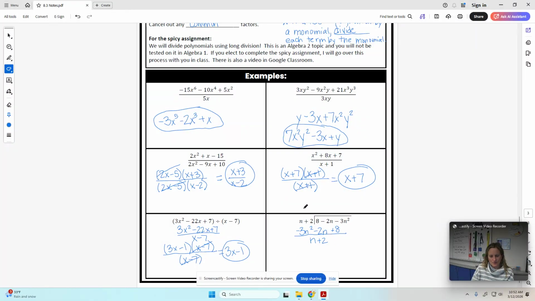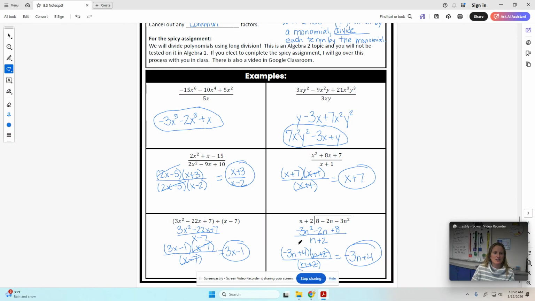You could also factor out a negative in your numerator first, but when you're done factoring, you're going to have that as your numerator, and your denominator is n plus 2. So the n plus 2 is the same in both places, leaving me with negative 3n plus 4 as my final answer. So that is division.